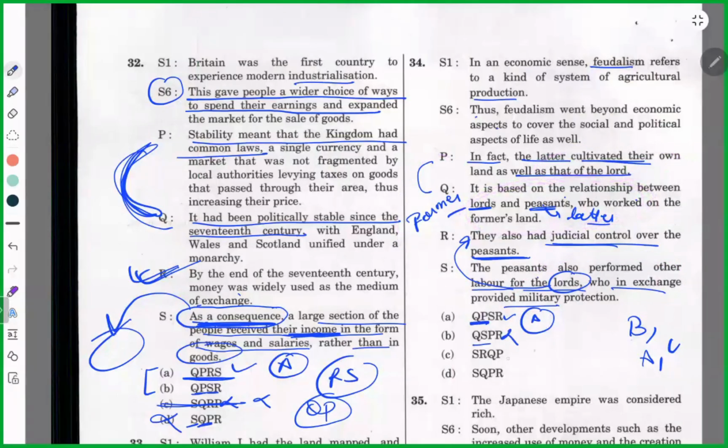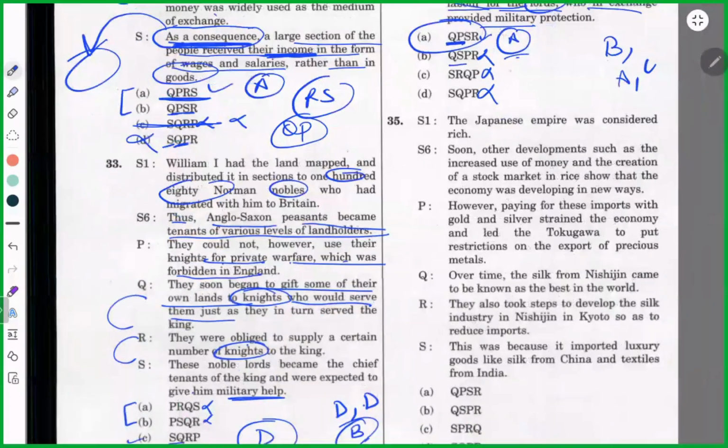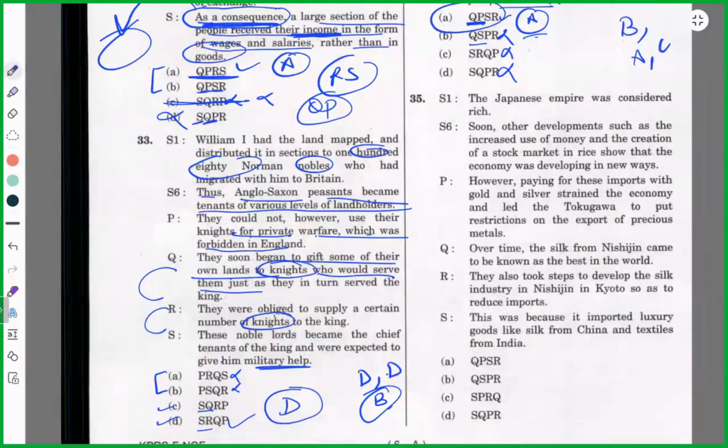So the other pairs are wrong, eliminated. Option A is right. Okay. Next, last one. Make it right, everyone. Correct all your mistakes now.